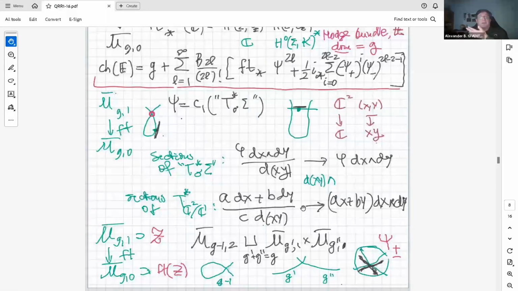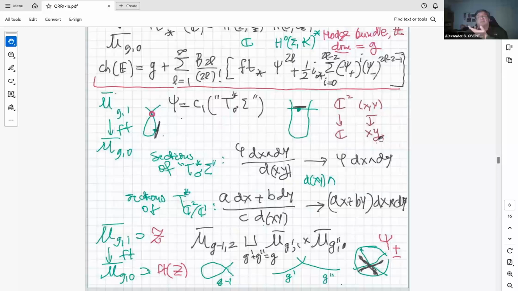The possibly confusing thing now is that this bar here and this bar there mean different things. This bar, it's a ratio of these forms. This bar, it's a quotient. So this is a module of sections of holomorphic one forms in C2, modulo the, what? So that's the sections of the cotangent bundle on C pulled back to C2.